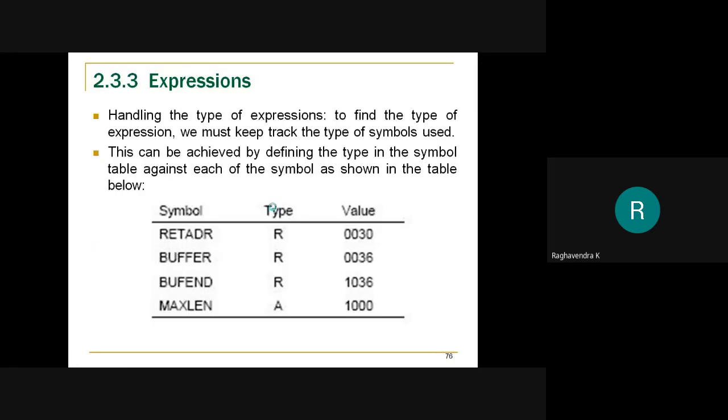So how the assembler handles the expression is, it will keep track of the type of the expression, where it will note down whether an expression is a relative expression or an absolute expression. This information is going to be useful when the assembler is evaluating an expression.